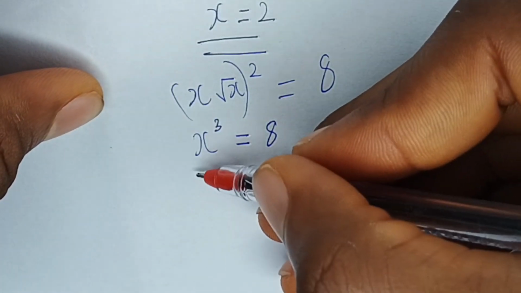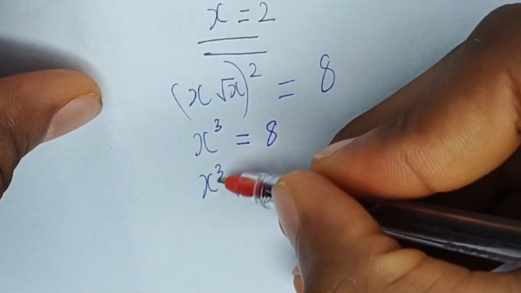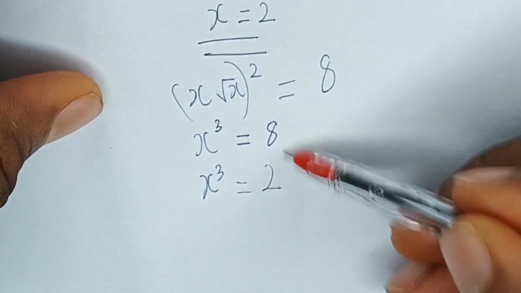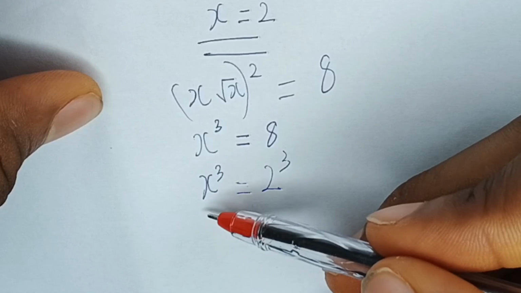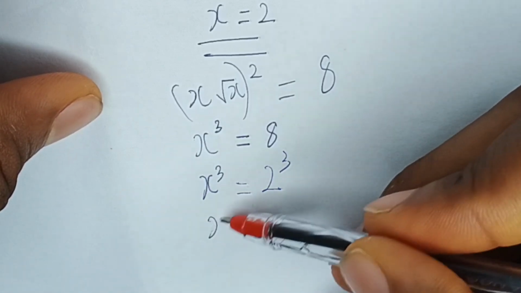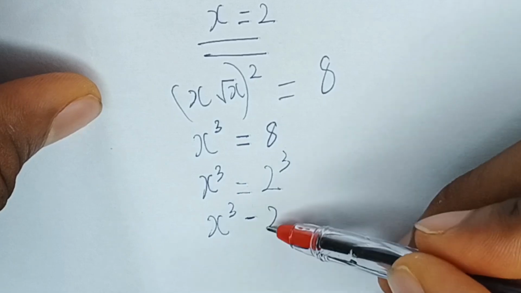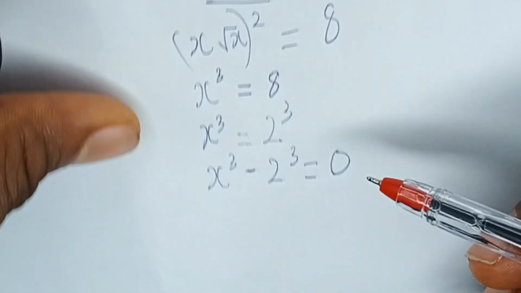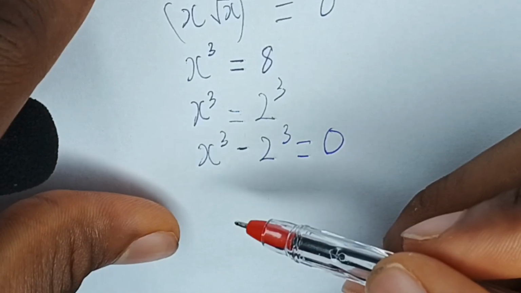Now it means that x cubed is equal to 2 cubed. So what does this mean? If x cubed is equal to 2 cubed, it simply means that x cubed minus 2 cubed is equal to 0. So from here we have difference of 2 cubes.